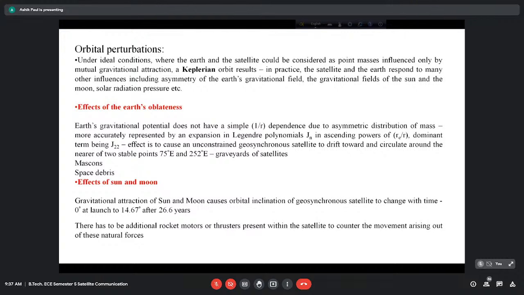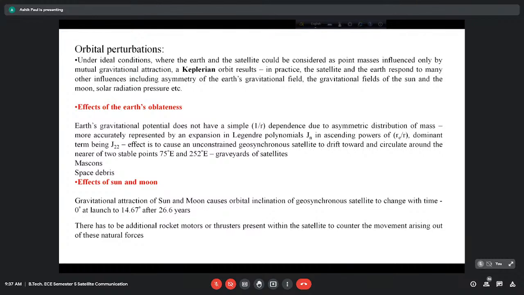Otherwise, what may happen is that they may move in an unconstrained manner and collide with other active satellites. So that would be catastrophic. So it is nature that has provided us with a solution to this problem by providing two stable points around 75-degree east and 252-degree east. Remember, these are not artificial or man-made. They are completely natural phenomena.